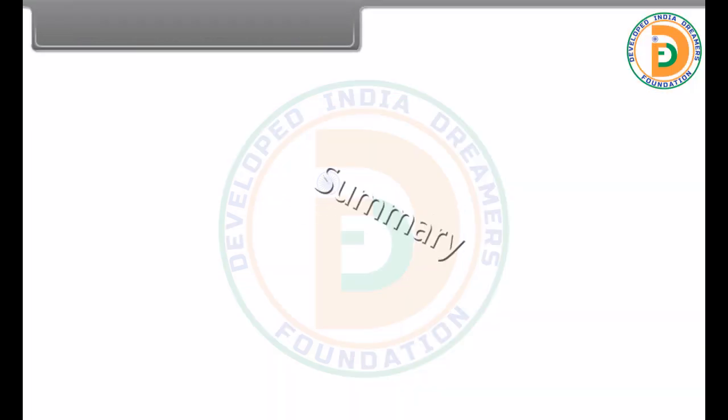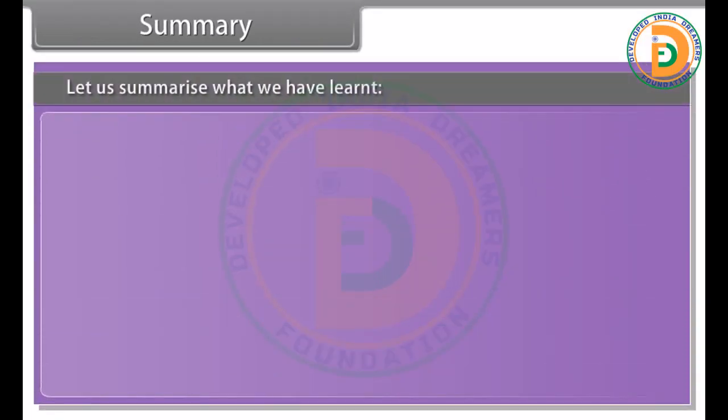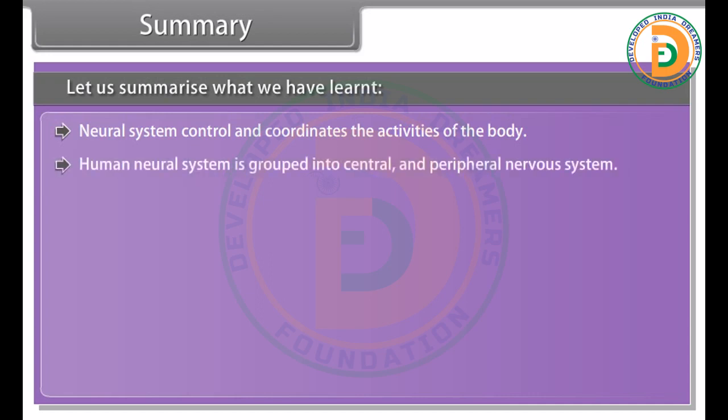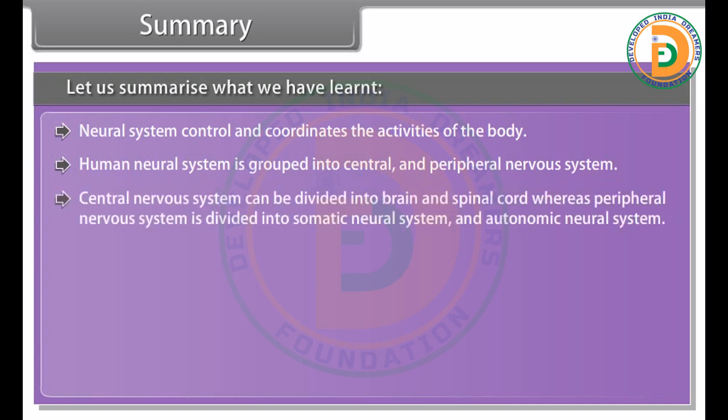Summary. Let us summarize what we have learnt. The neural system controls and coordinates the activities of the body. The human neural system is grouped into central and peripheral nervous system. The central nervous system can be divided into brain and spinal cord, whereas the peripheral nervous system is divided into somatic neural system and autonomic neural system.